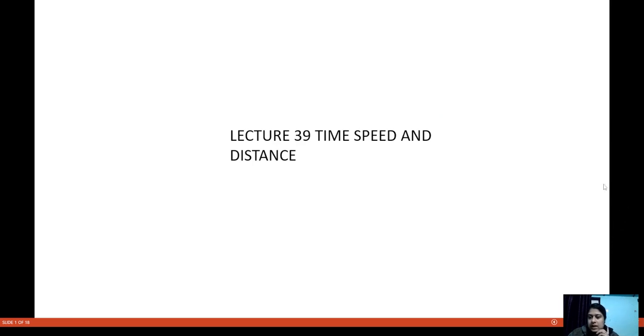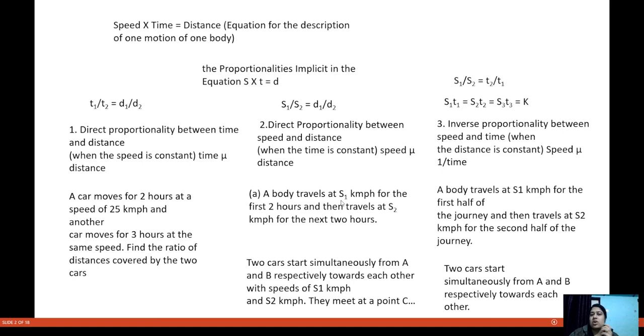Okay, now we have already seen the time and speed concept when we were in school, but let us try to analyze the equation. Okay, so we have a very simple equation that is speed into time.